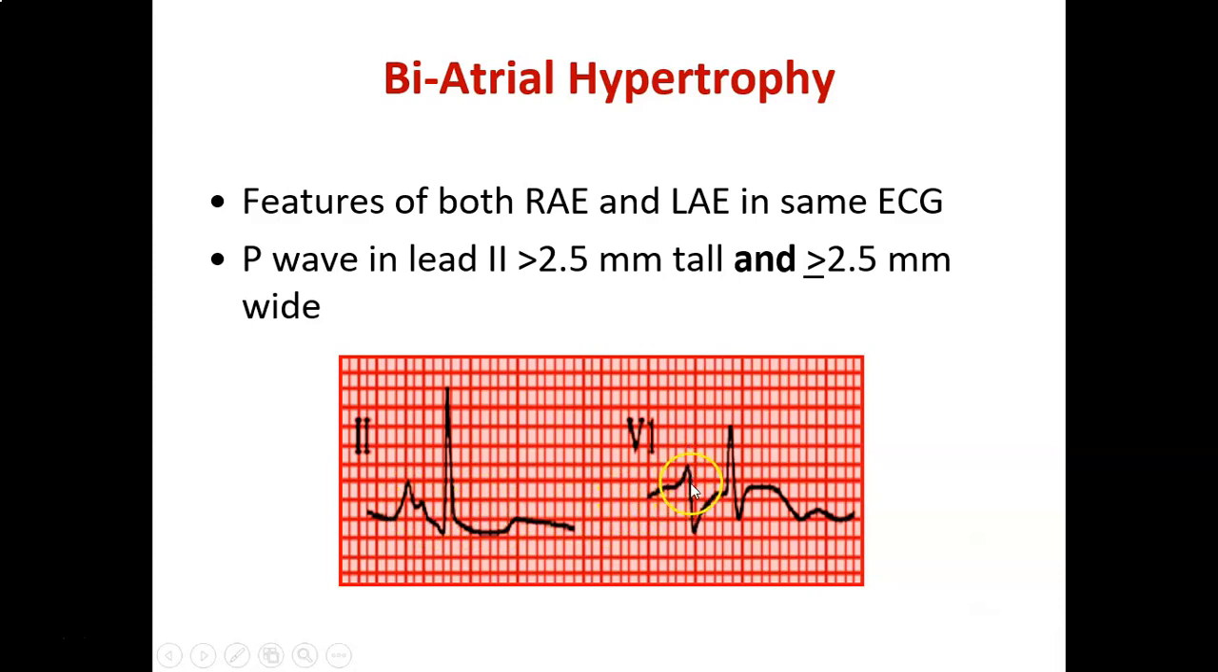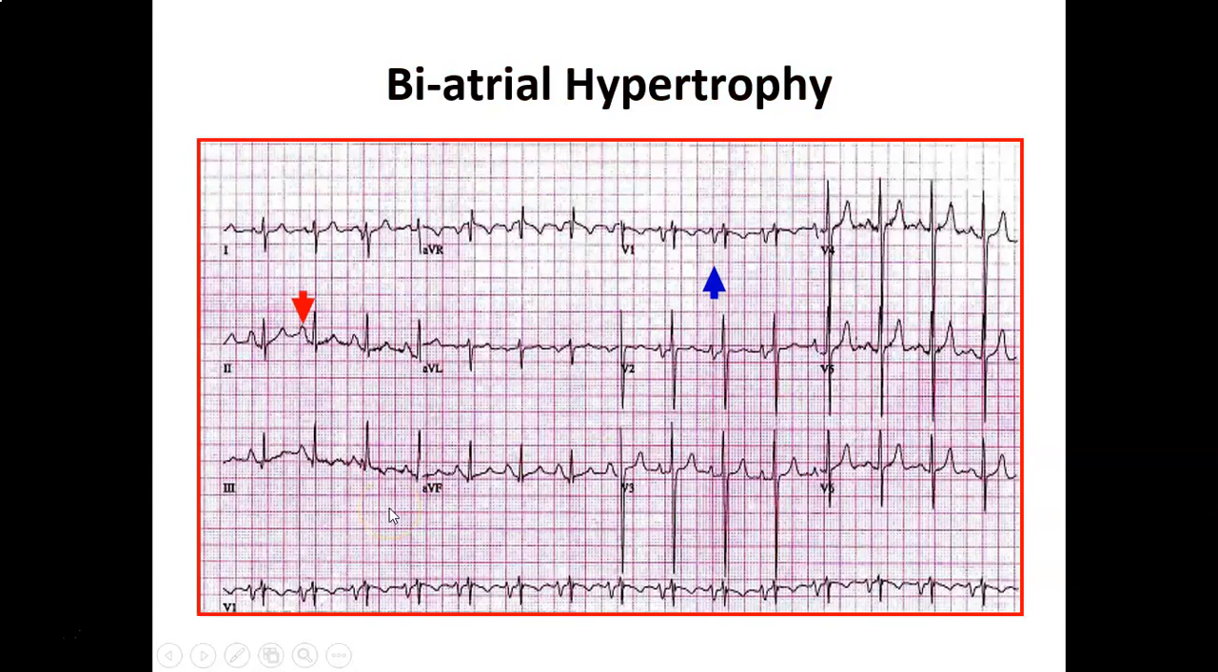And in V1 also, there will be quite big deflection in both the initial component and the distal component. But important, look at lead 2. Look at this ECG. Is there an evidence of biatrial enlargement? If you look at lead 2, there is right atrial enlargement, quite tall. And if you look at V1, the distal component is deep. So here right atrial enlargement, here left atrial enlargement. So this is your biatrial hypertrophy.